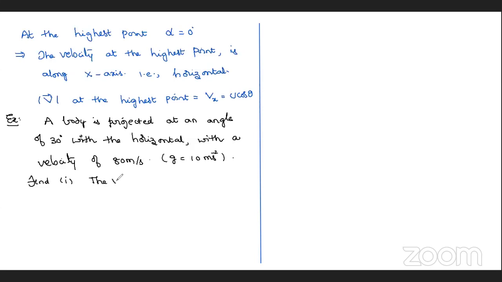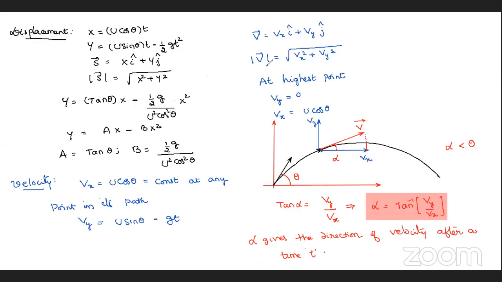the velocity. Okay, velocity means both magnitude and direction. The velocity and represent it in vector form. Okay, find the velocity means you have to say both. What is the magnitude of velocity? What is the direction of velocity? Means you have to find out mod V bar as well as alpha. Both you have to find.